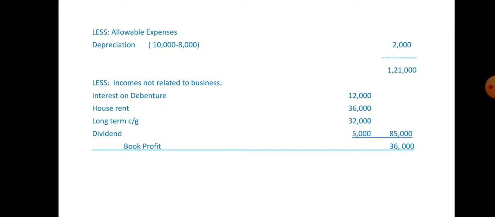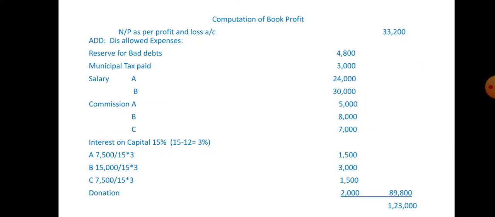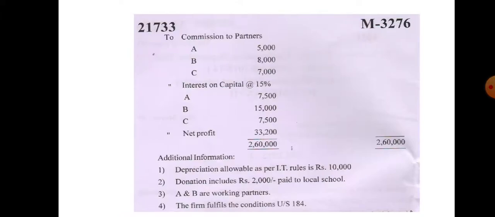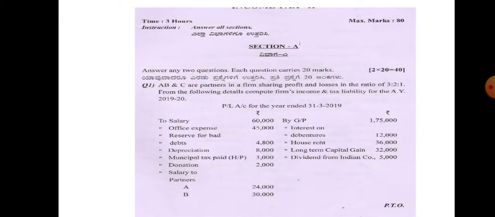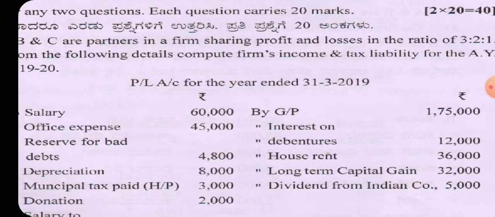Next you take the heading less incomes not related to business. Incomes not related to business means you go for the credit side of the profit and loss account. If the incomes are not related to the business, then you deduct them. See here, first one, interest on debenture is given. It is not income from business. It is income from other sources. So you deduct the 12,000.